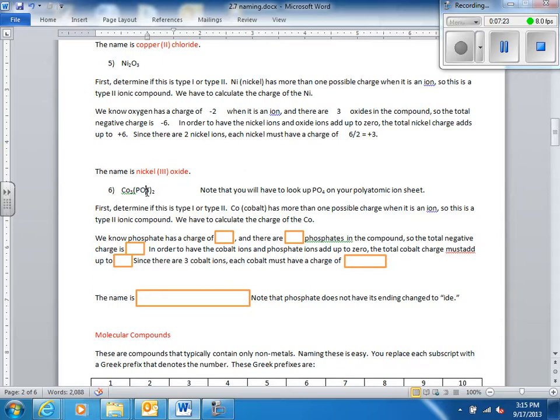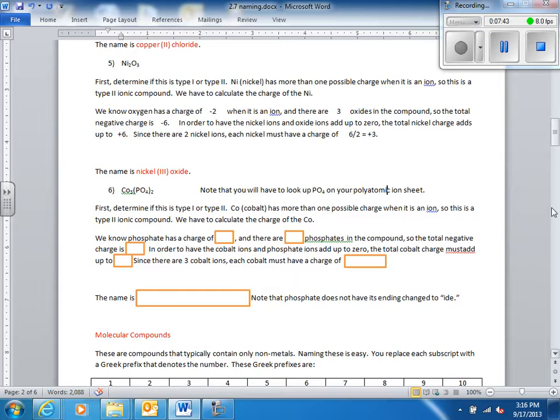Okay, here, notice we have a polyatomic ion. And on your sheet, that probably is not lowercase, subscript. But you should recognize there's this PO4. We're going to have to look that up on the polyatomic ion sheet. If you want to take a moment and look that up, you should.